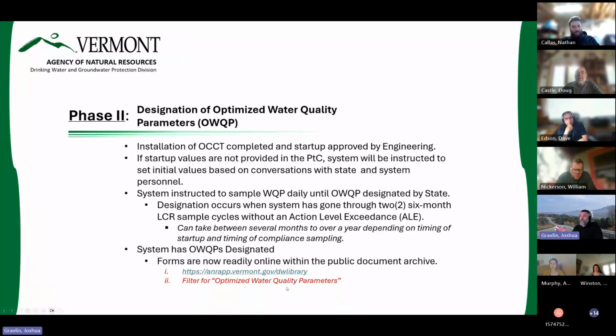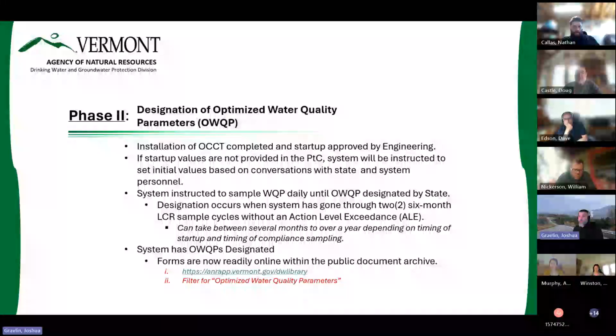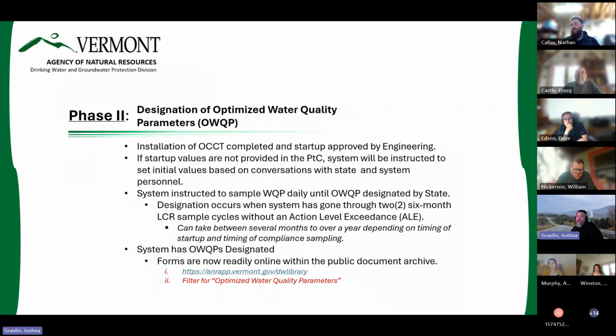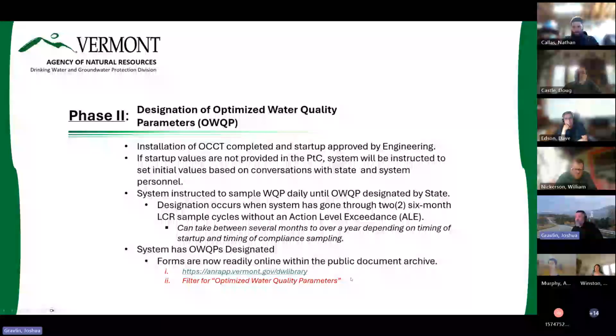And then once that happens and the state is satisfied that, yeah, that's working as intended, everything seems to be operating fine, we haven't had any issues, we designate the OWQPs. We're going to send a fancy form over to the water system and they'll archive it. That just states what their minimum and maximum, if applicable, levels of either pH or orthophosphate residual or alkalinity are. Again, those are also available on the public archive, and you're just going to filter for optimized water quality parameters.